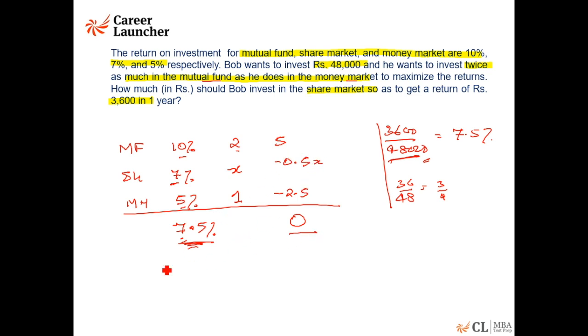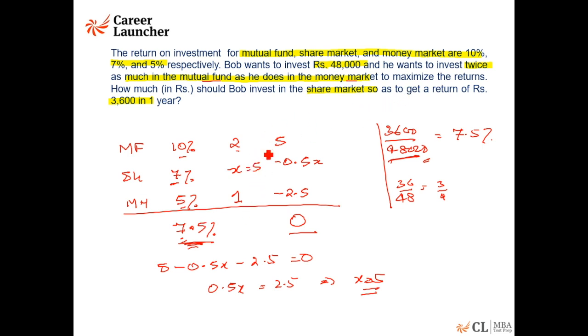What does that mean? 5 minus 0.5x minus 2.5 should be equal to 0, or 0.5x should be equal to 2.5, or x should be equal to 5. So x is equal to 5.